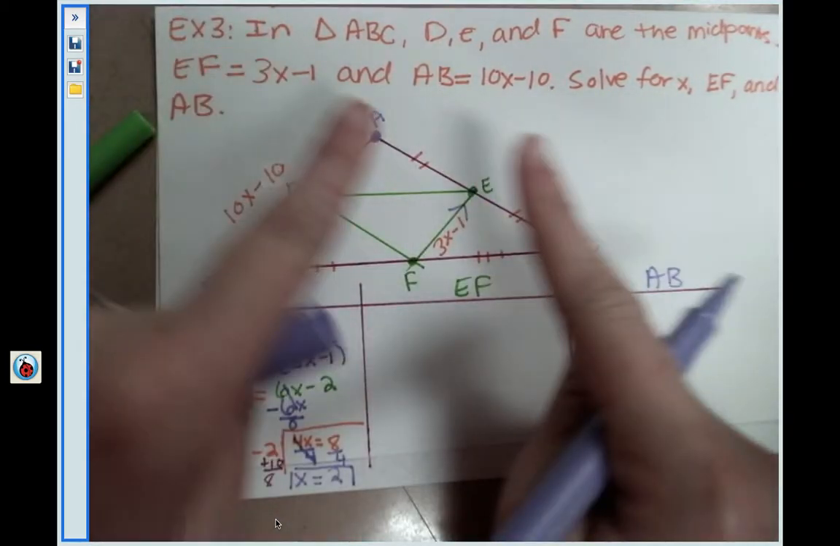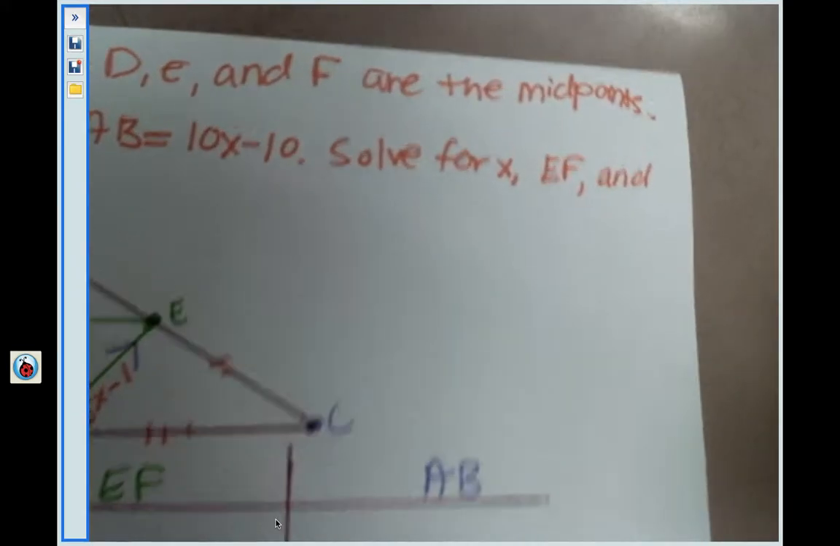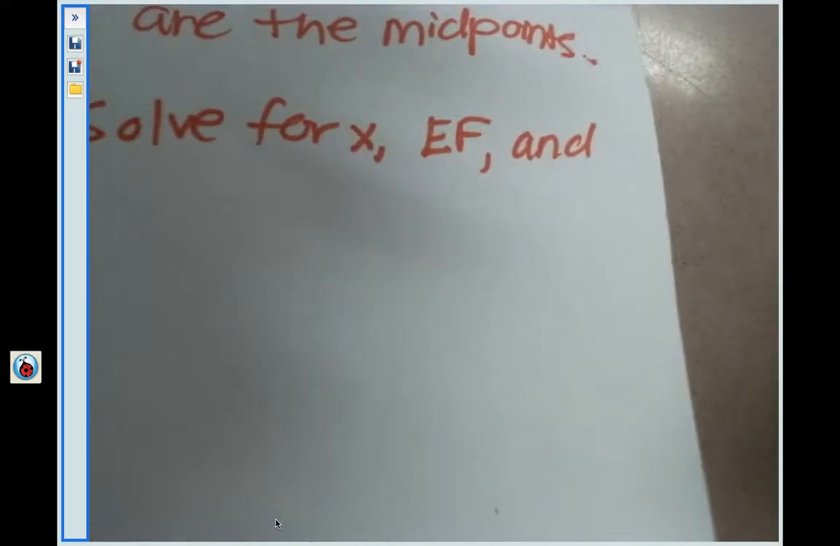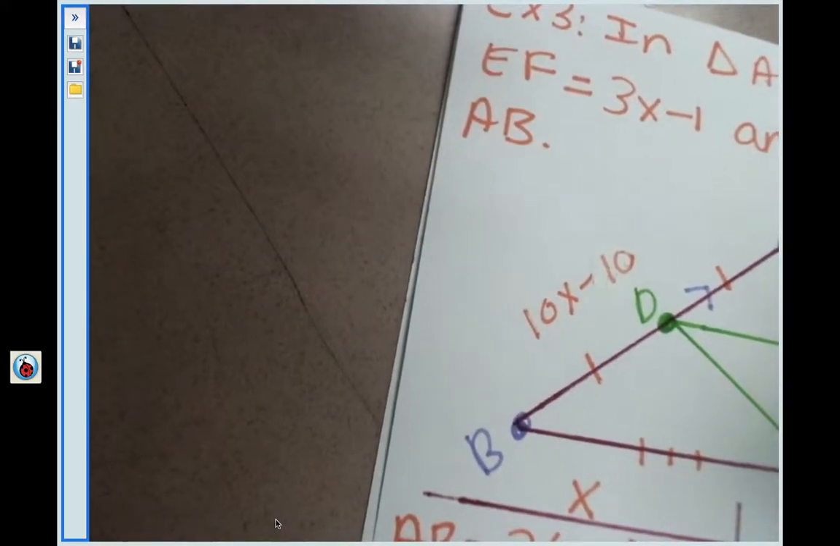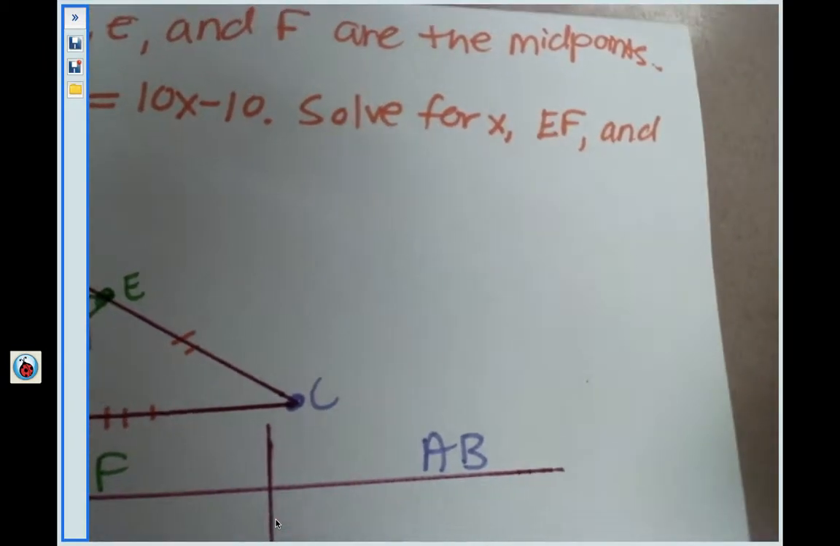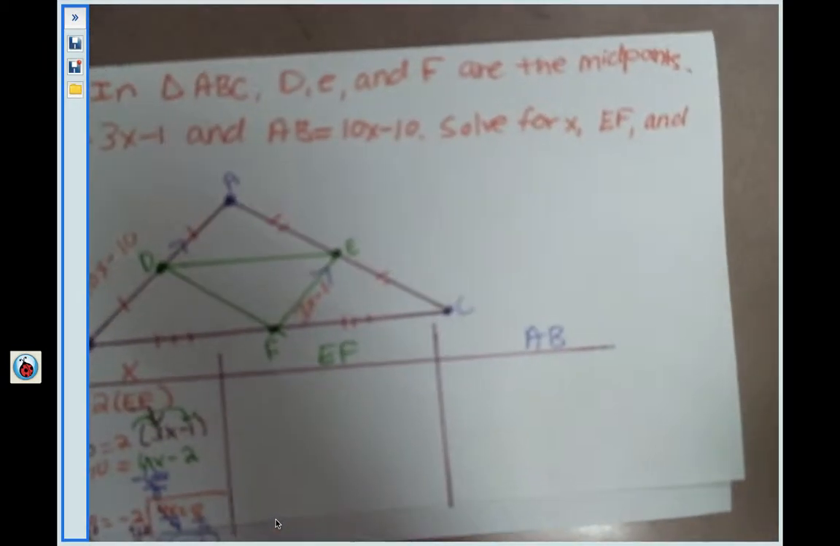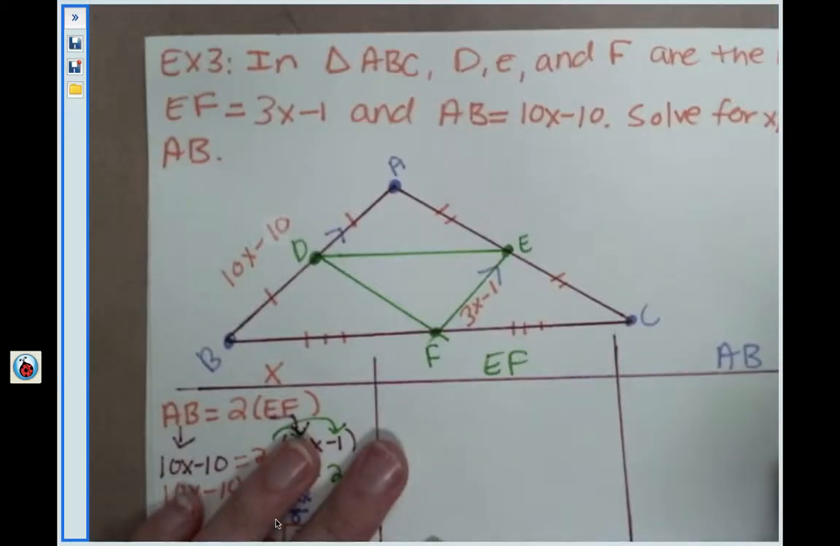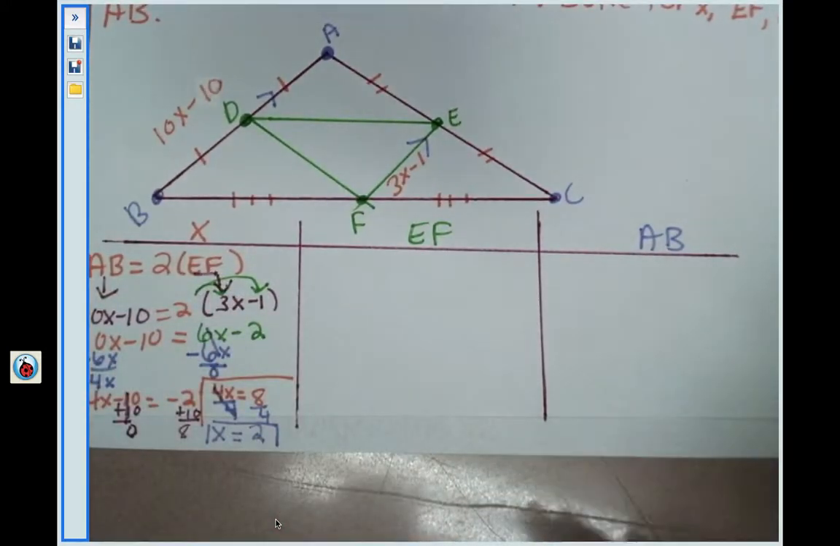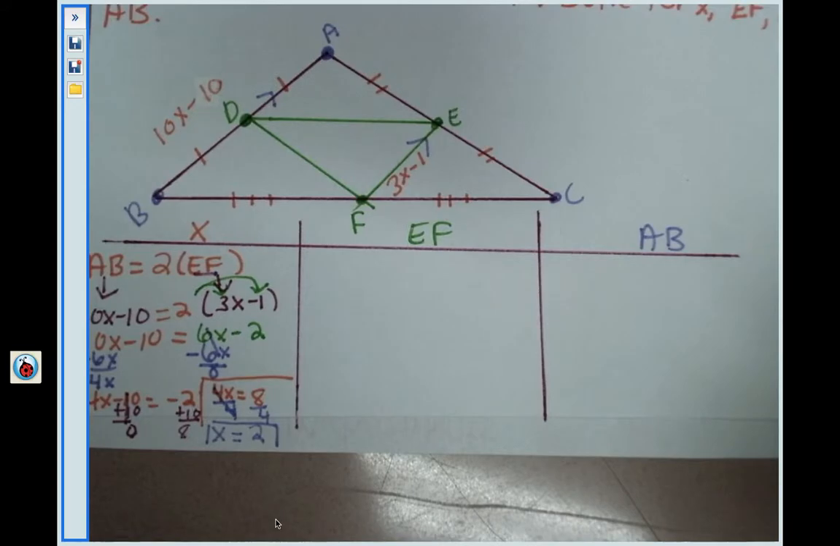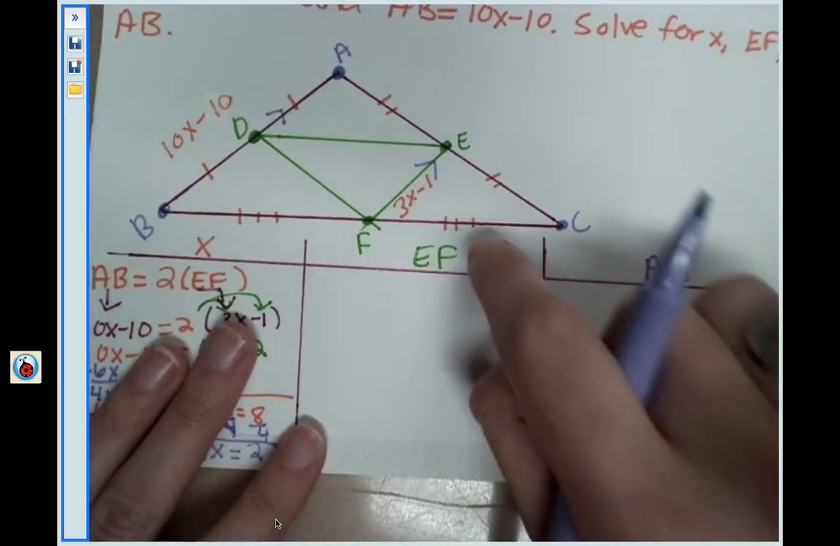But we are not done. Don't you worry, we're not done. Look at this problem up close and personal. It also says to solve for x, EF, and AB. Don't forget, in geometry, we're not necessarily done when we solve for x. So watch yourself, young grasshopper. All right, so now that I know x equals 2, we can solve for EF.